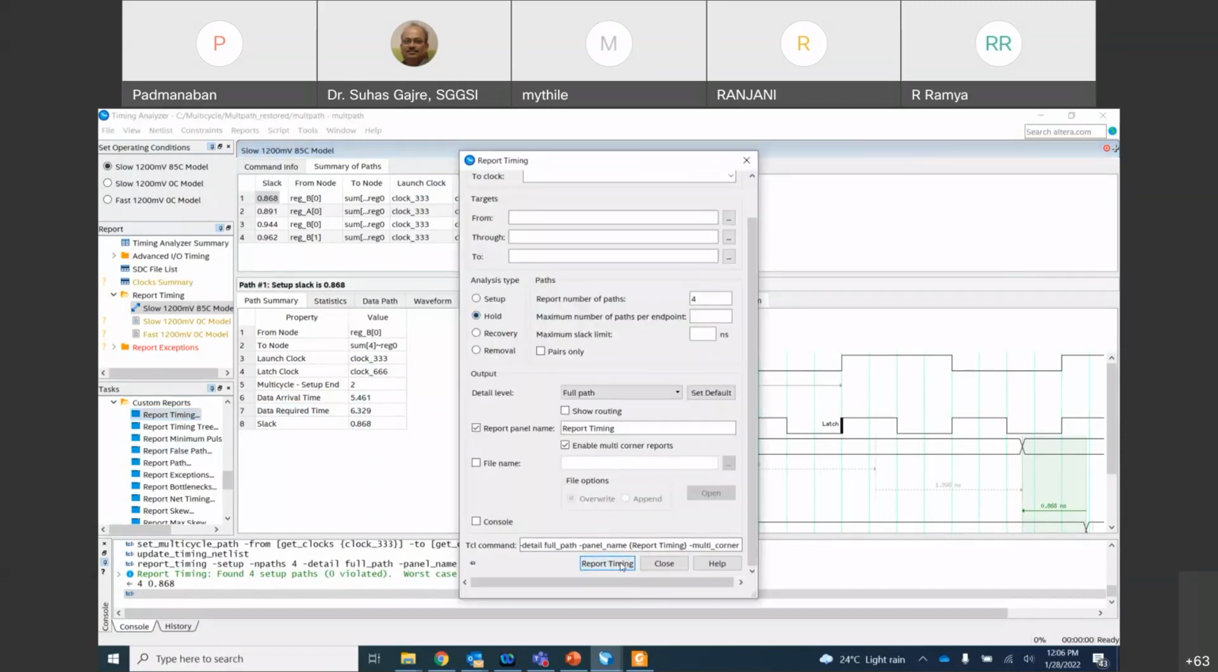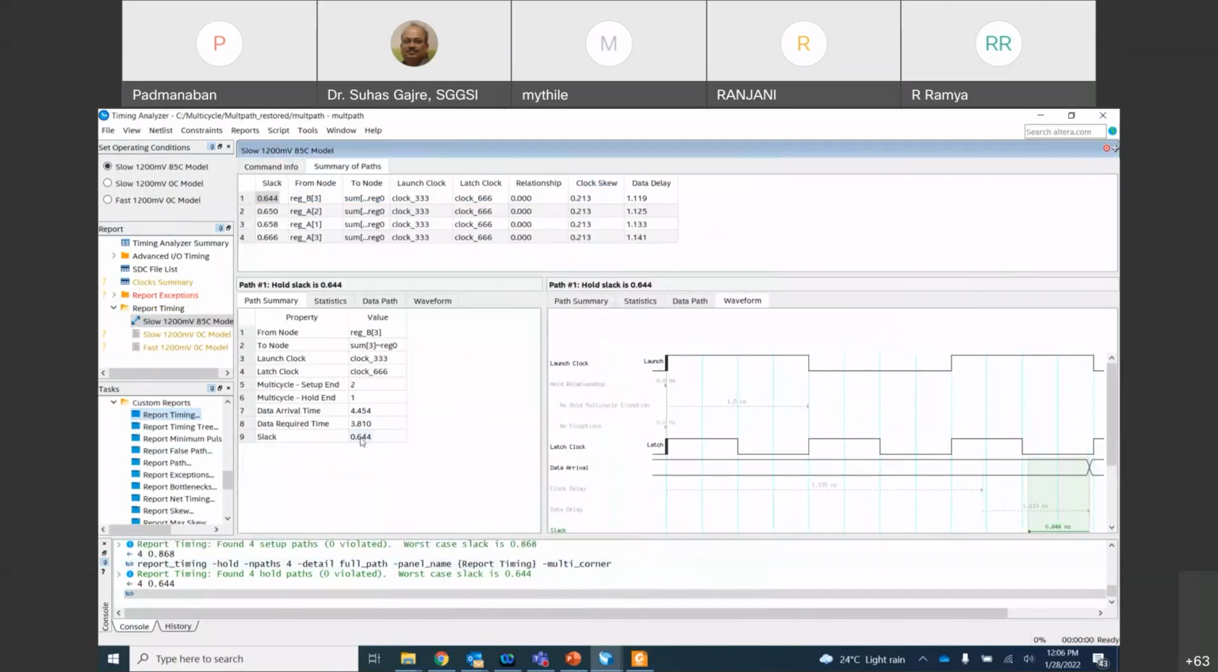So click hold and then check. You can see that. There is no problem with hold analysis because we do that on the launch edge only, so that is only 1 clock period. But for setup, you can see we have to do it for 2 clock periods.